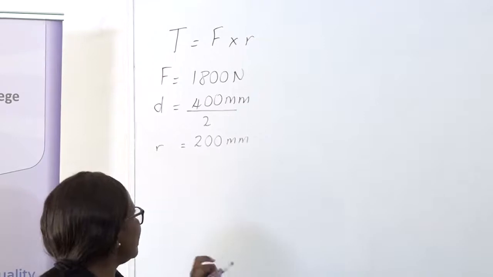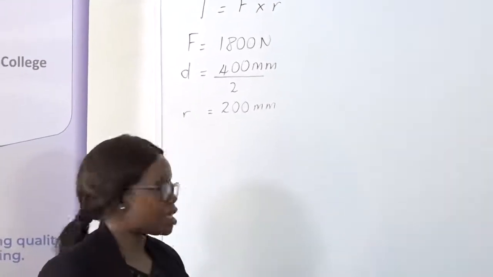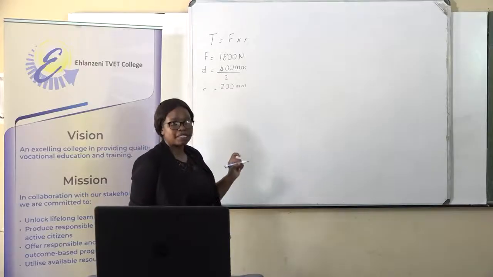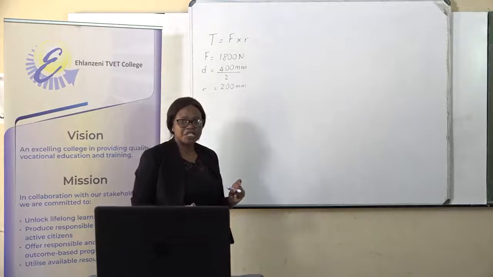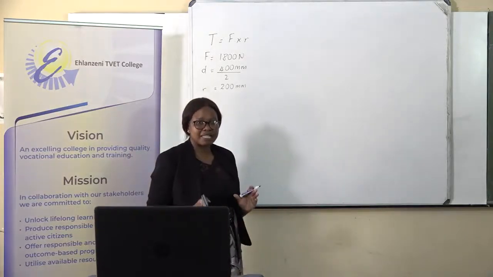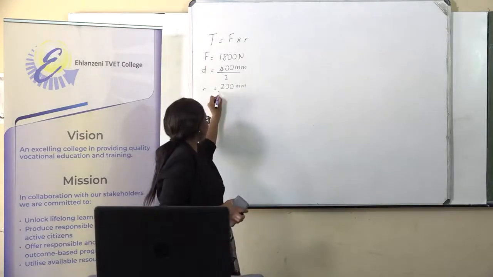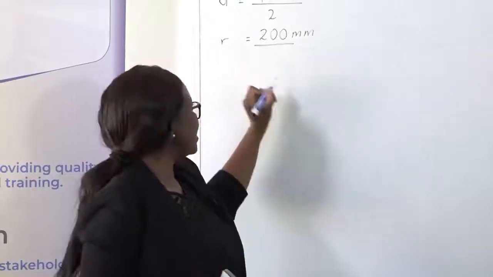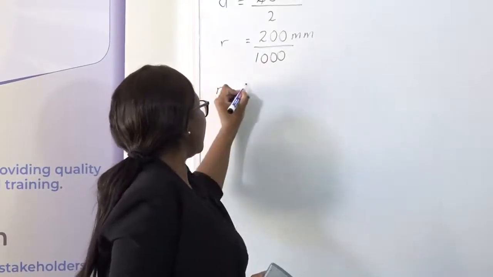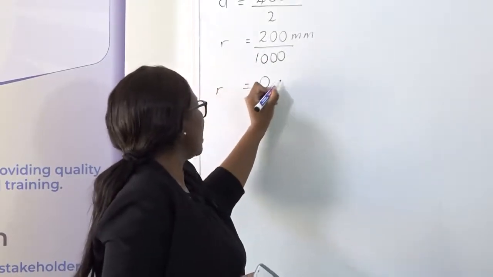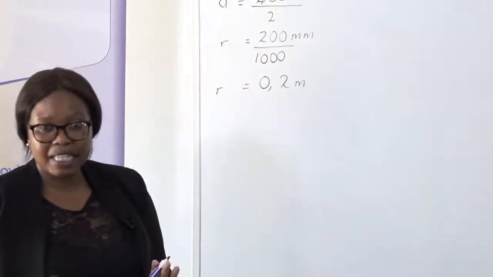But if we look at our formula again, torque is equal to force times radius, and radius is measured in meters. Torque is measured in Newton meters. So we need again to change millimeters to meters. How do we change millimeters to meters? We divide by 1,000. So here we are saying 200 divided by 1,000. So our radius here is 0,2 meters.